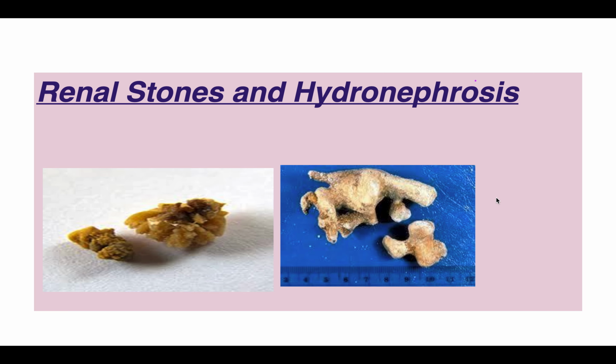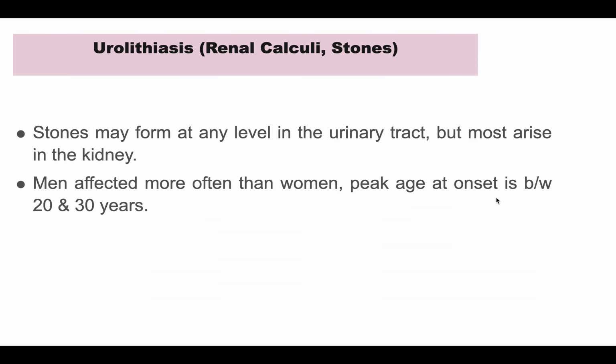We will understand about renal stones. It is also known as urolithiasis or nephrolithiasis. It is about the renal calculi. Now, urine stones are mostly formed in the kidney. The origin of the stones is the kidney, but the stones can get lodged anywhere in the urinary tract.